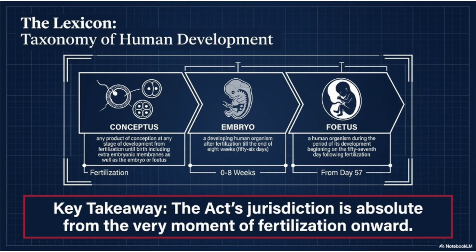The Act defines human development in precise stages. A conceptus is any product of conception at any stage from fertilization until birth. An embryo is a developing human organism after fertilization until the end of 8 weeks or 56 days. A fetus is a human organism from the 57th day following fertilization onward. The key point is that the Act's jurisdiction is absolute from the very moment of fertilization onward.